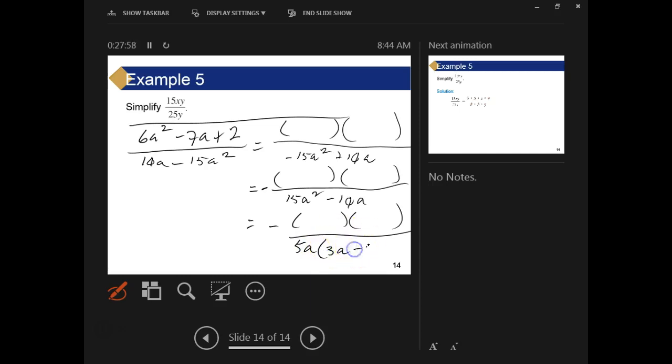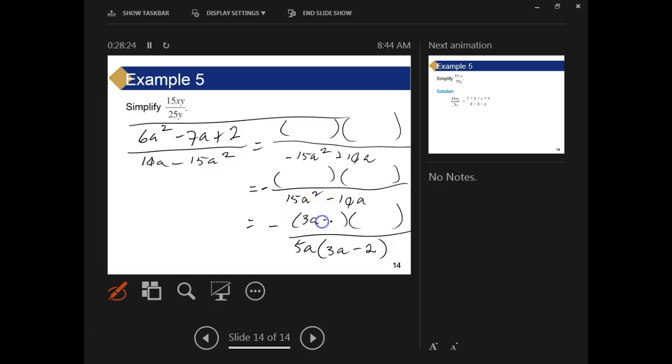3a minus 2. Now, does anyone see why I may have not factored the numerator yet? What do you hope is the factor of that numerator? 3a minus 2. Will 3a work here? Yes. Will minus 2 work here? Yes. So let's try it. That's what we want. Let's see if we can get it.